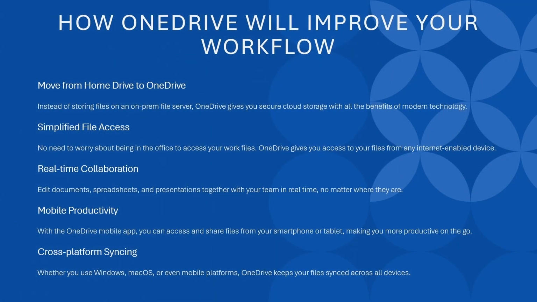How is it going to improve your workflow? You might be used to home drives before, where we kind of relied on our on-prem file server to store your files. That obviously, like I said before, has some limitations where if internet goes down or power goes down in our server room, you're not going to have access to your files. But with OneDrive, that's not going to be a problem. Simplified file access, no need to worry about VPNing into our campus network over here to get to your home drive. You can do that anywhere as long as you have internet.